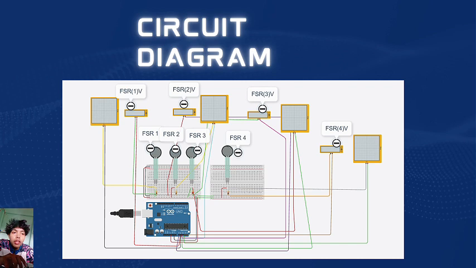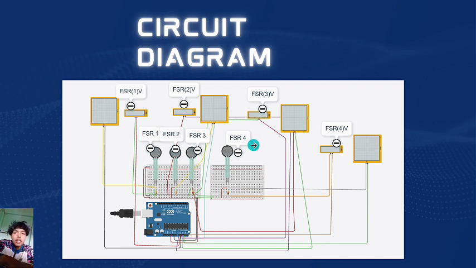The primary purpose of this circuit is to convert the changing resistance of the FSR, which happens when pressure is applied, into a variable voltage signal. This voltage output, labeled FSR1 volt through FSR4 volt, is then fed into the DAQ system for processing.